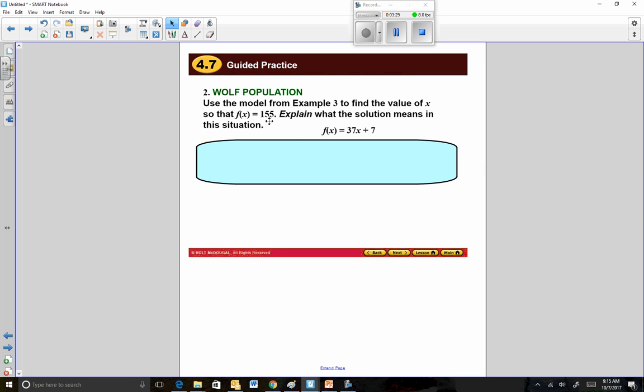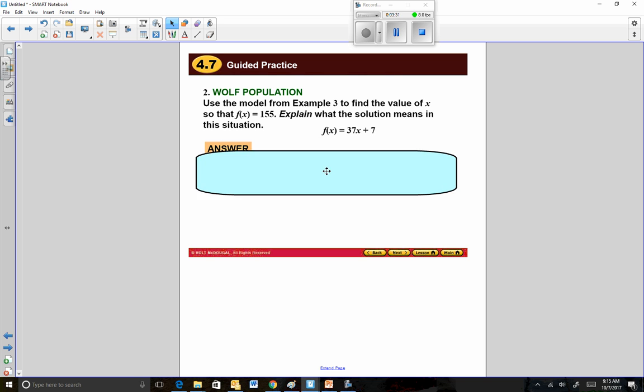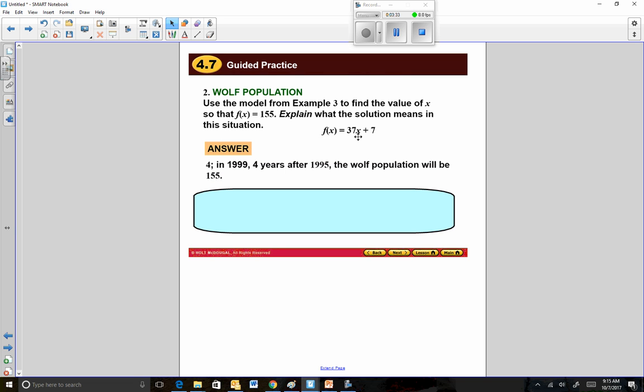Welcome back. Pick your 155, place it in here, and when you solve, you get a 4 for your x. Remember, 4 represents the number of years since 1995. So 4 years after 1995, the wolf population is 155 is how you interpret that.